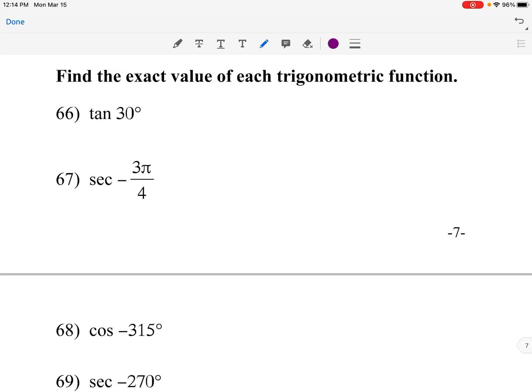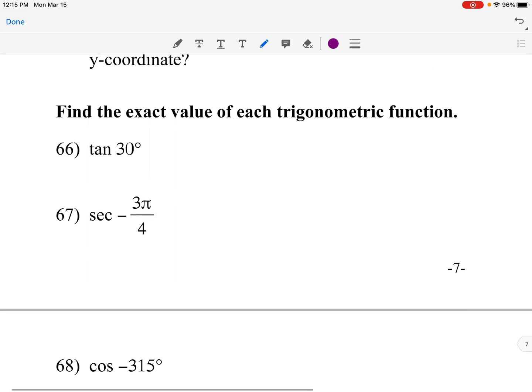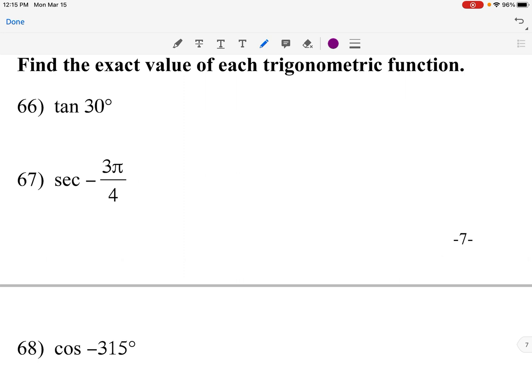When you're finding exact values for angles that are on your unit circle chart, like tangent of 30, you just have to remember the formulas for sine, and these would be a good thing to put on your note card.